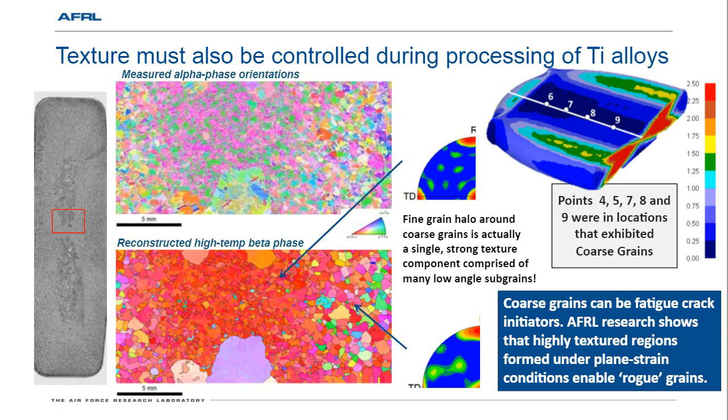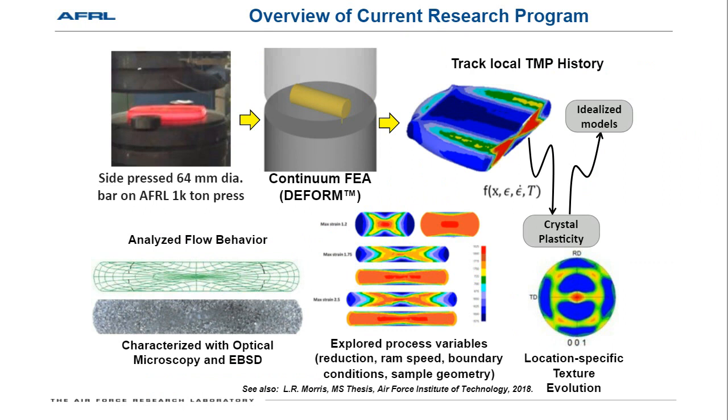So in our current research program on this particular topic, we're doing forming operations on the forging press. We're modeling this, tracking the local thermomechanical processing history and trying to link this up to crystal plasticity to understand location-specific texture and subsequent microstructure evolution upon beta annealing.